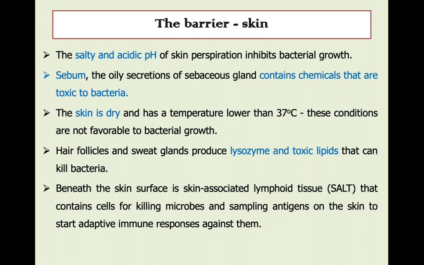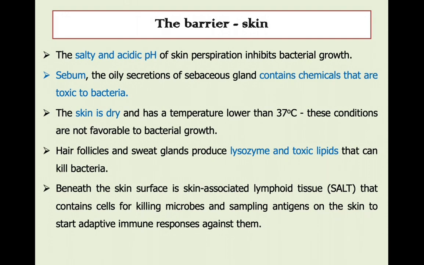Okay, sebum, the oil secretions of sebaceous glands, contain chemicals that are toxic to bacteria, and normally the skin is dry. And the temperature is lower than 37. Okay, these conditions, sama juga macam salty and acidic pH tadi, are not favorable to bacterial growth except for normal flora. Okay, hair follicles and sweat glands also produce lysozymes and toxic lipids, and beneath the skin surface is the skin-associated lymphoid tissue, SALT. So kalau you teringat on the first lecture, we have SALT and we have MALT.